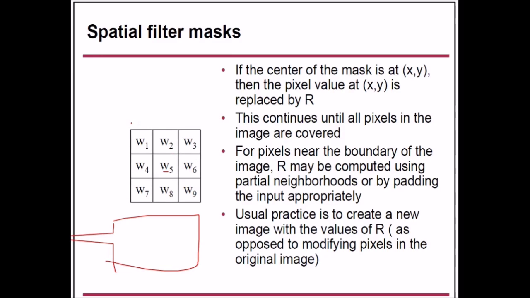Once you roll out the kernel, the last line of pixels, the boundary pixels, will not be covered, because we cannot apply the spatial mask there; we don't have anything beyond. We can only apply it up to one row or column less. Beyond this we cannot go. So the boundary row and column will always remain. Here we suggest that you can do some partial neighborhood, or just transfer the value to the final image, or do padding by adding a value such as 0 or 1. The usual practice is to create a new image with the values of R. This is the final image after applying the kernel.